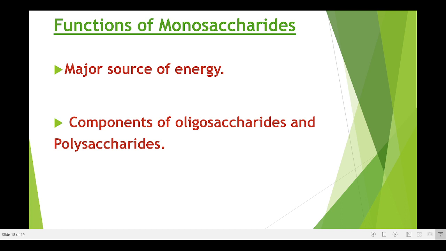Second function is components of oligosaccharides and polysaccharides. We all know about oligosaccharide formation. Oligosaccharides are formed when more than two monosaccharides are combined with each other. In the same way, polysaccharides are also formed when more than 10 monosaccharides are combined with each other. For that reason, monosaccharides are also used as building blocks to form more complex sugars, which are important structural elements.